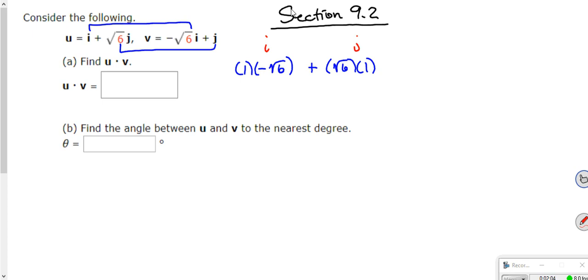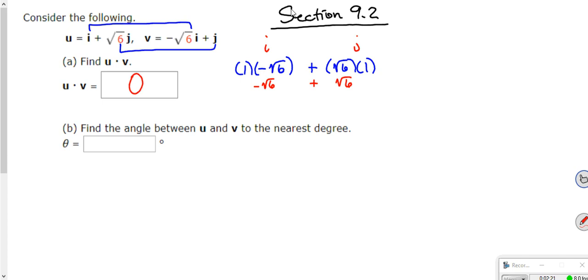When you find a dot product, it's not another vector. It's just a number. It's called a scalar. So this is going to give me negative root 6 plus positive root 6. Well, that's a big fat 0.